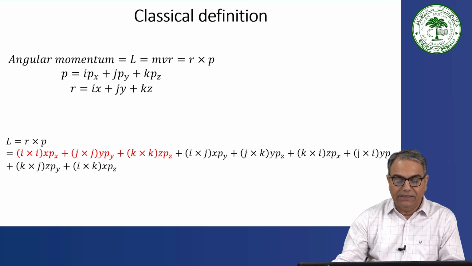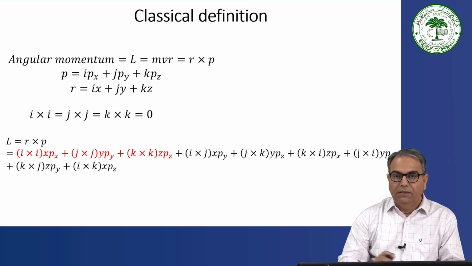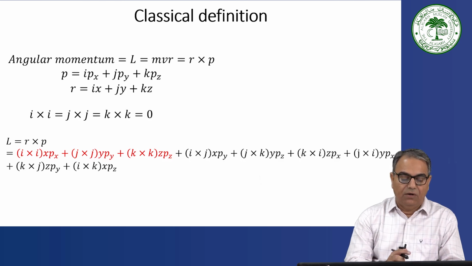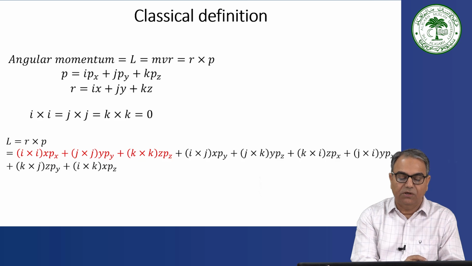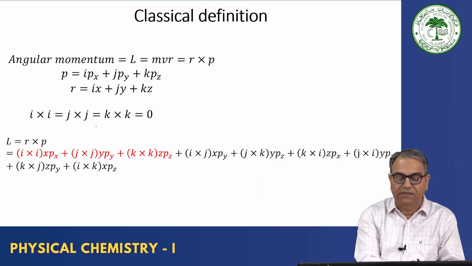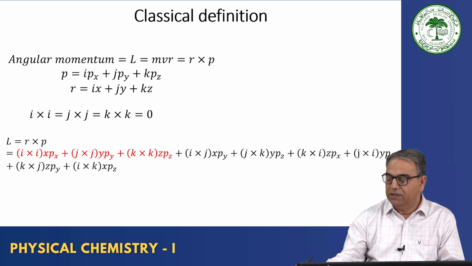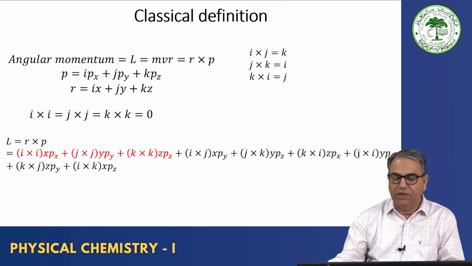Now in these 9 terms, the cross product of i and i, j and j, and k and k is equal to 0. So what will happen? All these 3 terms which are in red, i and i, j and j, and k and k, will be deleted because they become 0. This is also one of the fundamental relations of vector algebra: i cross i, j cross j and k cross k is equal to 0, so we use this one. We are talking about cross product, so all these are vector quantities.